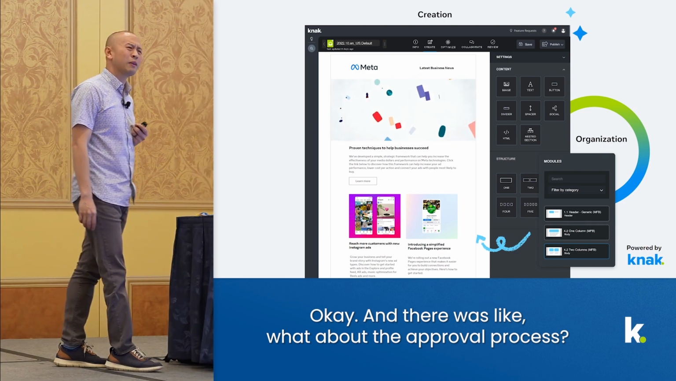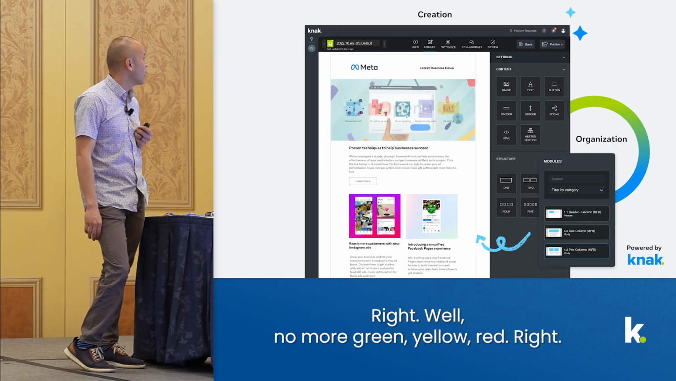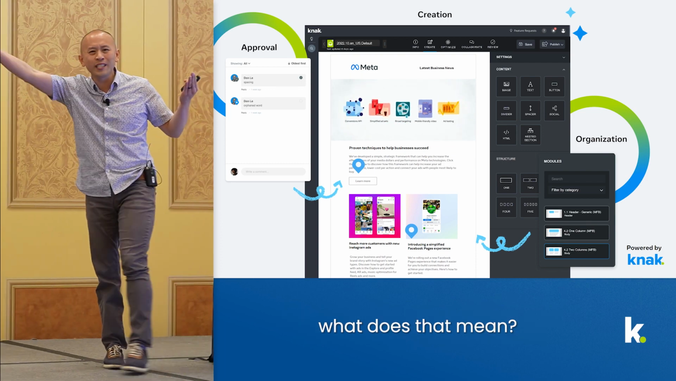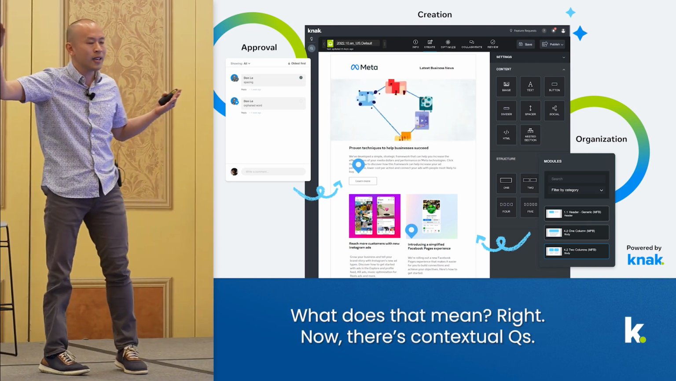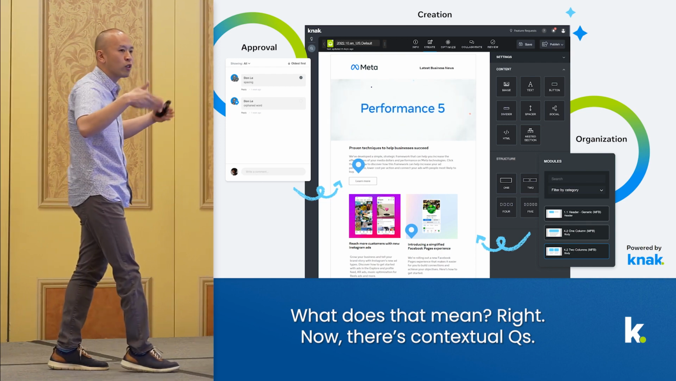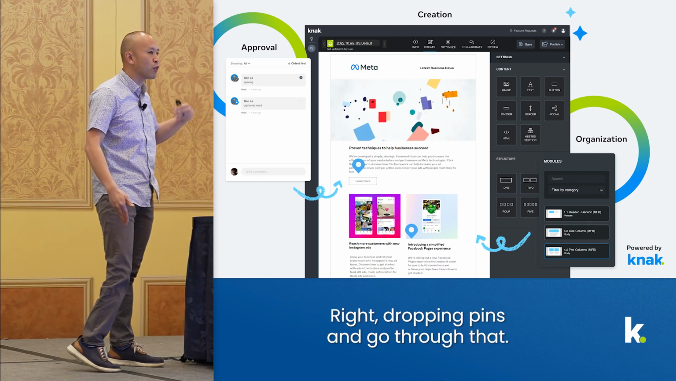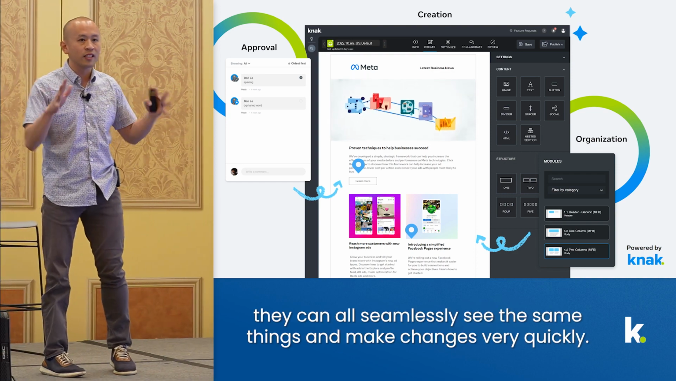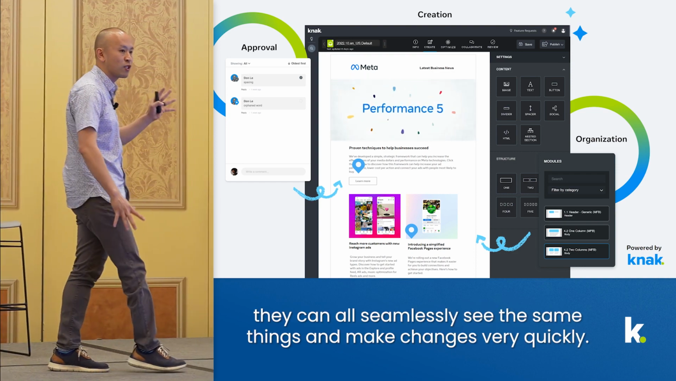And then there's the question of the approval process. Well, no more green, yellow, red. We can just drop a pin, because when I see green, yellow, red, what does that mean? Now there are contextual cues, dropping pins and going through that. So if legal has an opinion or your art director has an opinion, they can all seamlessly see the same things and make changes very quickly.